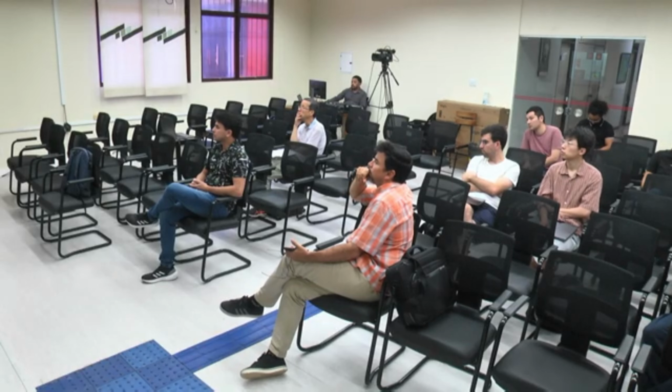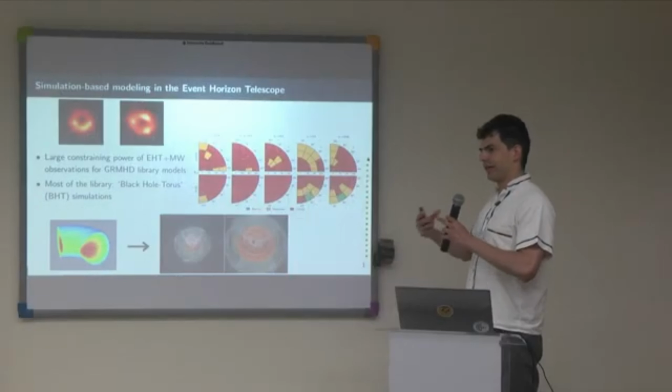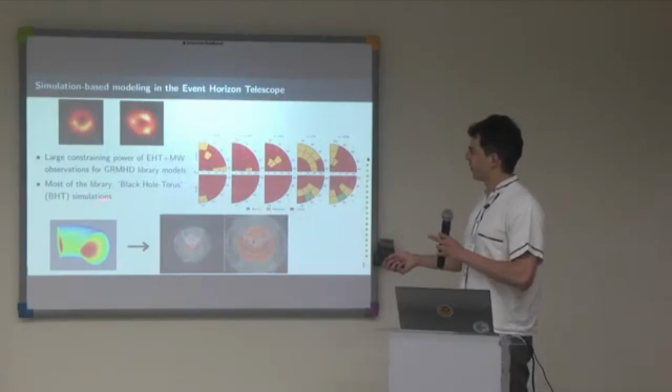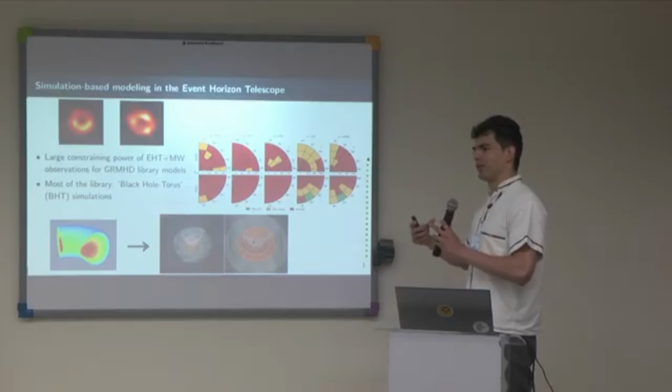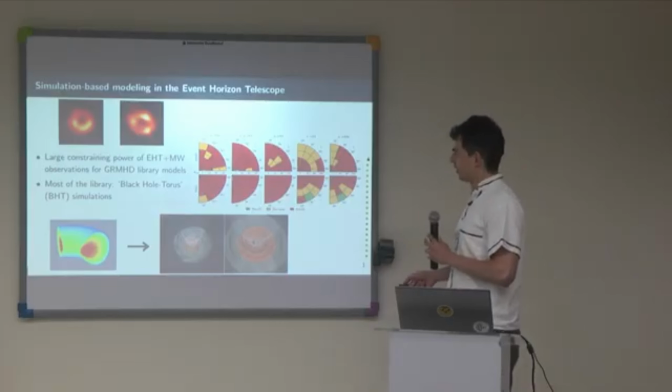So, well, one of the main constraints is the size of the shadow. So this is one of the EHT constraints. Or actually, what is measured is not the size of the shadow, because that is hard to measure. But what is measured is the size of the ring, of the bright ring. So this is one constraint.